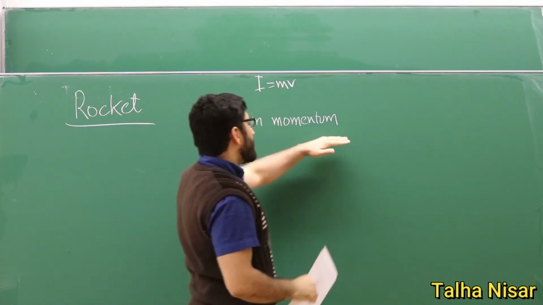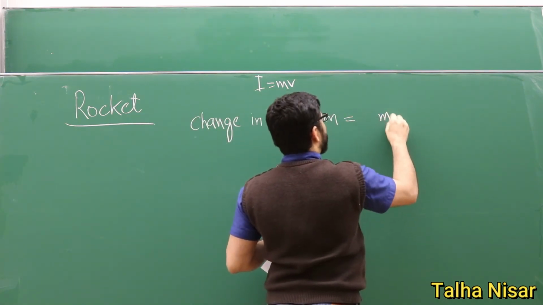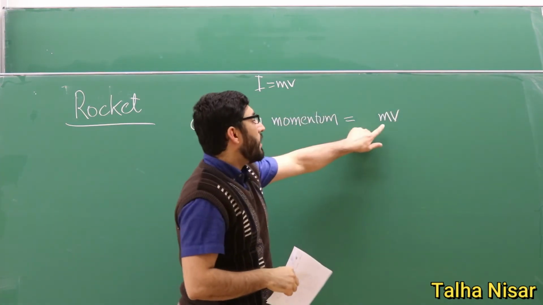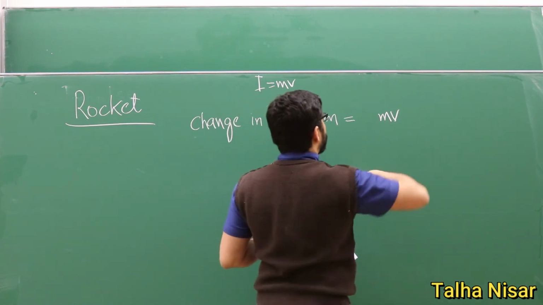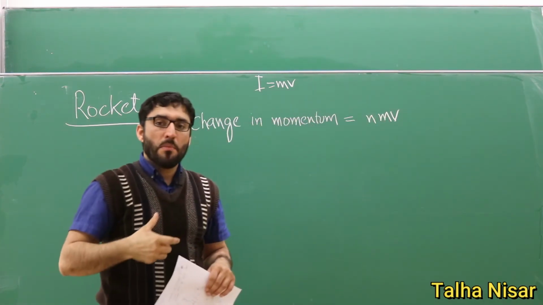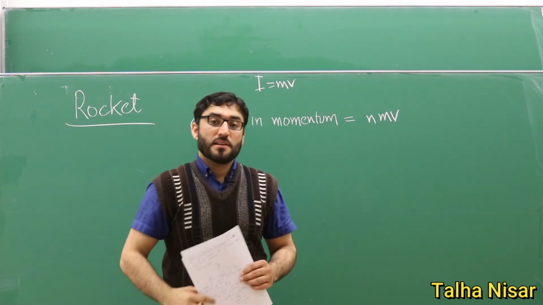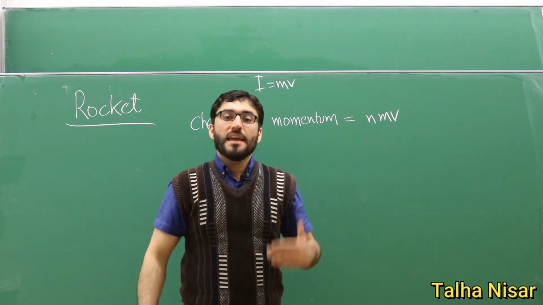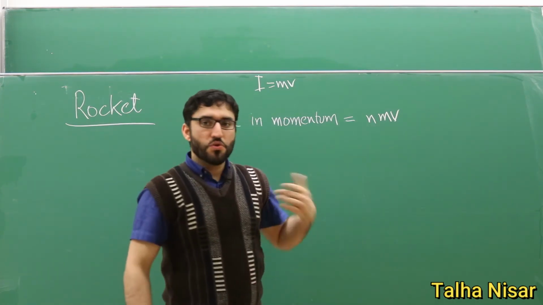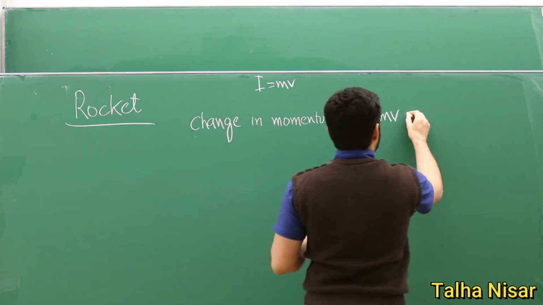So now the change in momentum is mv, but we are throwing many objects. So not only one m, but many objects, and this n represents the number of objects. For example, I throw 100 tomatoes or 100 eggs on a wall, so 100 or 200, this is just a number. So this is the change in momentum.